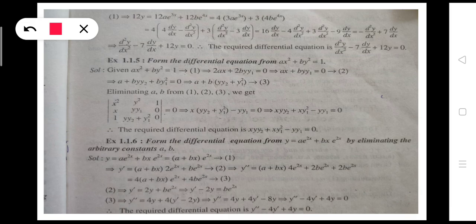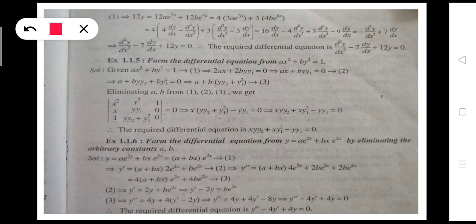Now if you simplify the determinant, we got x into y2 plus y1 square minus y1 is equal to 0. This implies x y2 plus x y1 square minus y1 is equal to 0. Therefore, the required differential equation is x y2 plus x y1 square minus y1 is equal to 0. And you see another example.